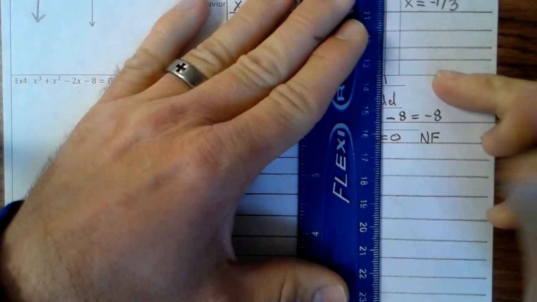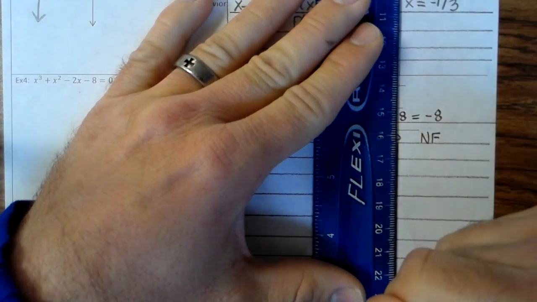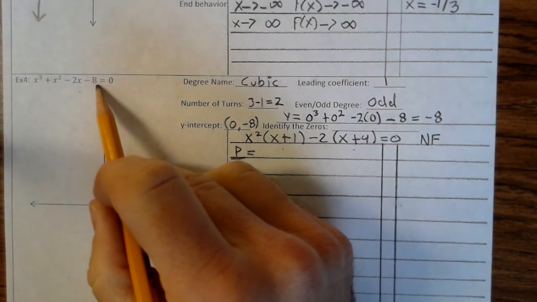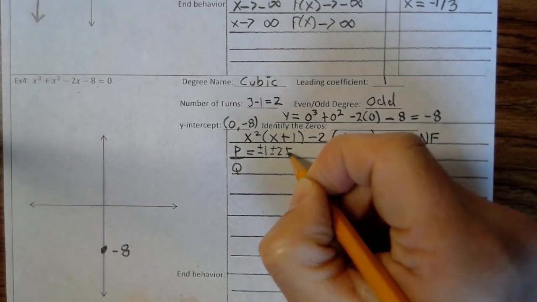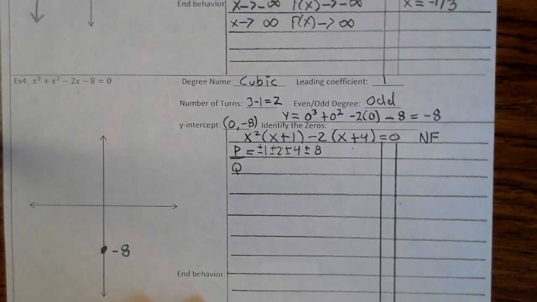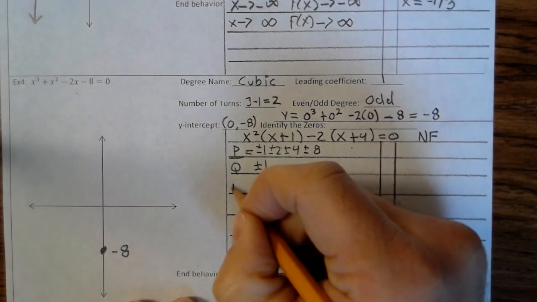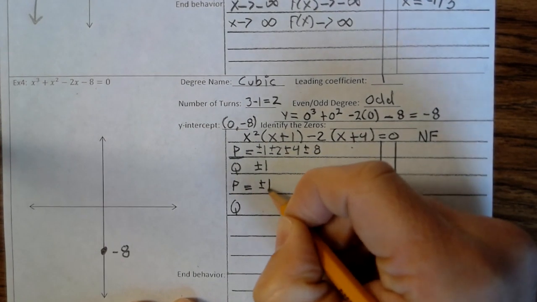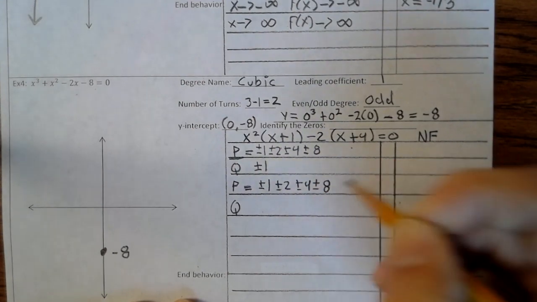And I'm going to go ahead and draw a line, leaving myself space to do synthetic division. Okay, so p would be all the factors of the constant term. So that's plus or minus 1, plus or minus 2, plus or minus 4, 5 doesn't work, 6 doesn't work, 7 doesn't work, plus or minus 8. Okay, and then divided by plus or minus 1. So now we do p divided by q, which, when you divide everything by 1, you just have plus or minus 1, plus or minus 2, plus or minus 4, and plus or minus 8.